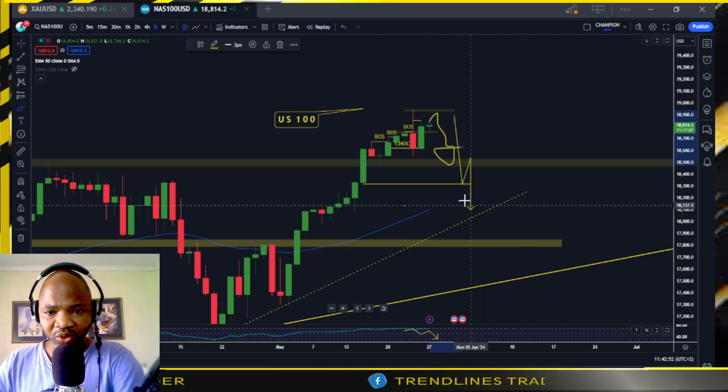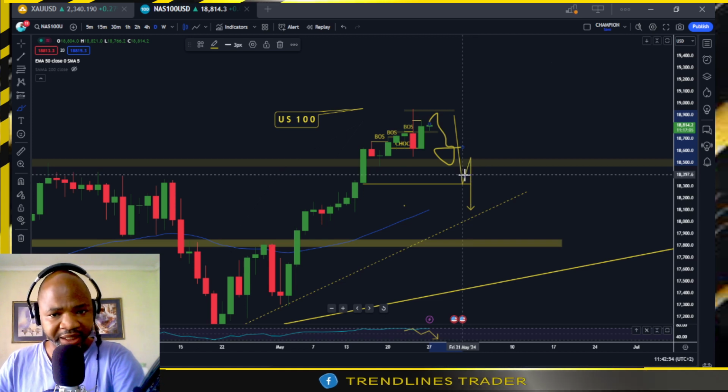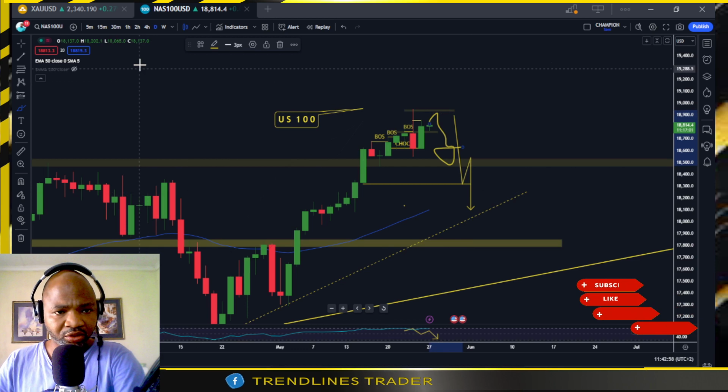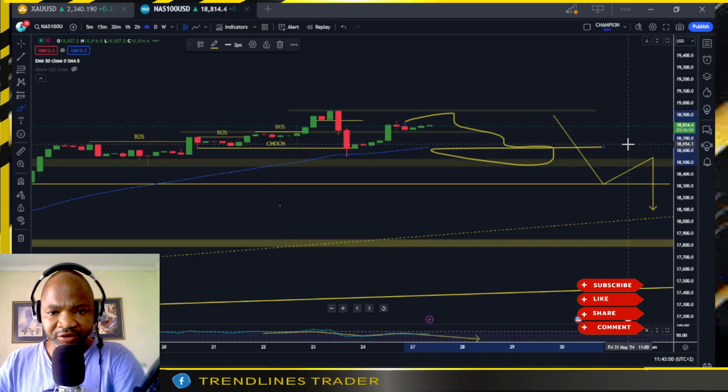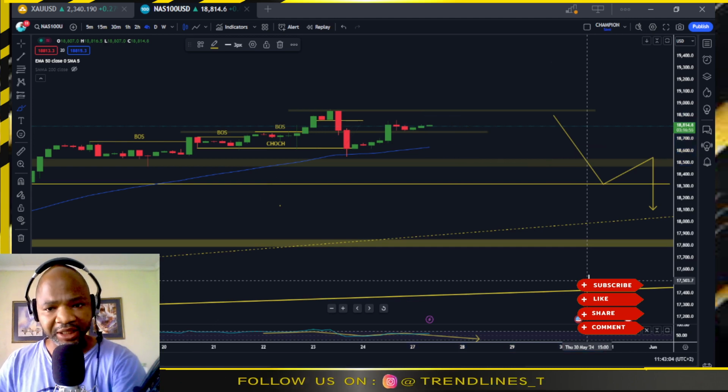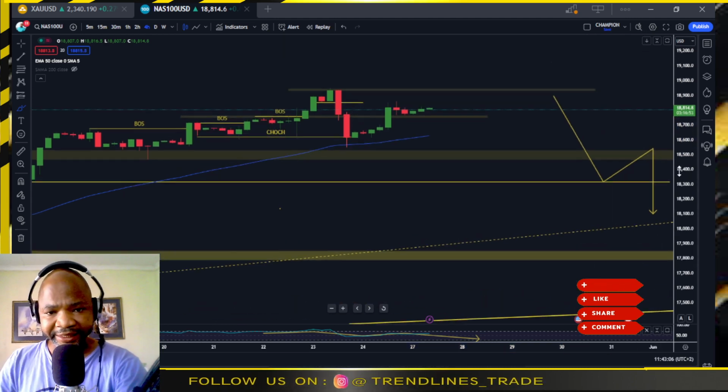We know we have to have a pullback before we push towards the upside. The price has been pushing in that direction for too long. It has been bullish for too long. It's about time now that it at least relaxes.